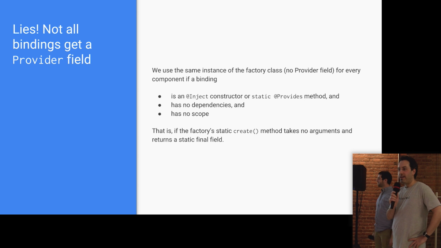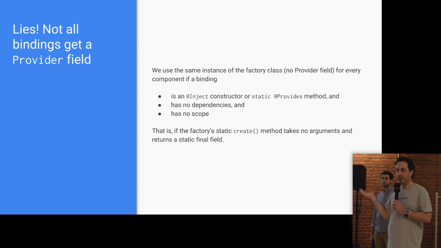So I said before that all bindings in your component get a provider field. It's not actually true. We already do some things that are somewhat smart. For instance, the factory class that we showed you before, where every provides method or every inject constructor gets a factory class, which has to be created. You have to create an instance of that factory in order to assign it to the field. If that binding is either an inject constructor or a static provides method and has no dependencies and has no scope, then that create method that creates that provider can actually just return a private static final instance. So there's actually only one instance of that provider.